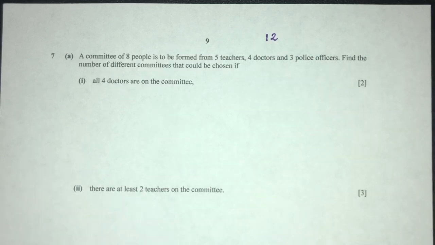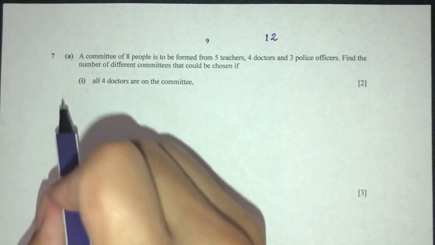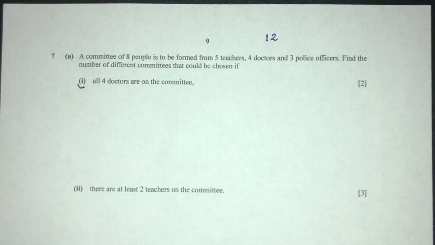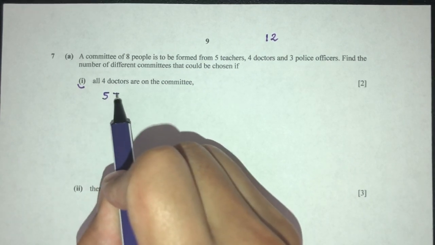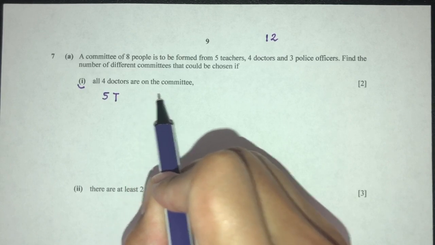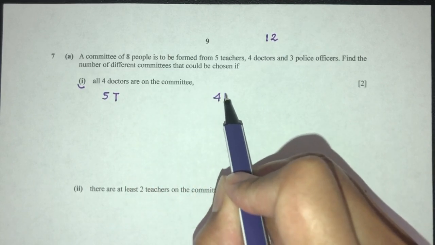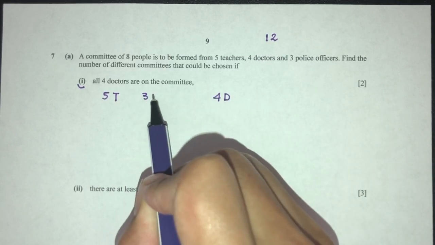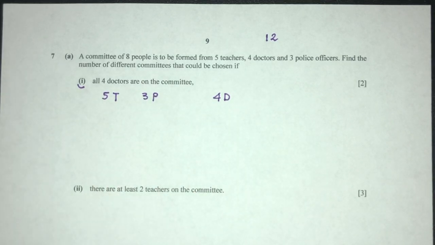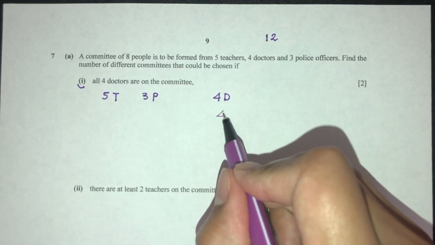Now, we have to find the number of different committees that could be chosen if condition number 1, all the doctors have to be on the committee. So we have to choose all the 4 doctors. Here we have 5 teachers, we have 4 doctors here, and here we have 3 police officers. Now the condition is we need 4 doctors from this one.